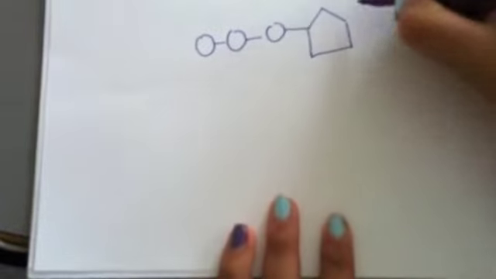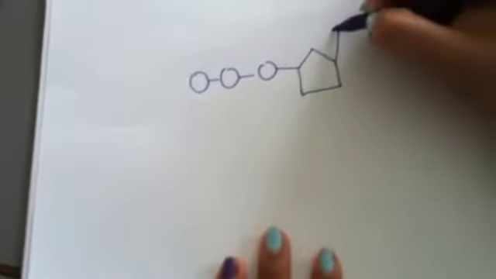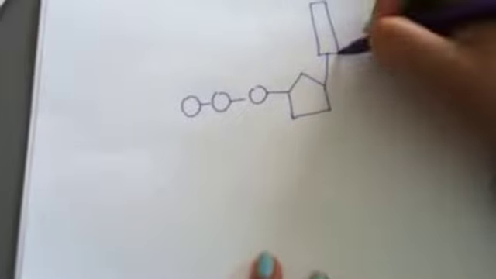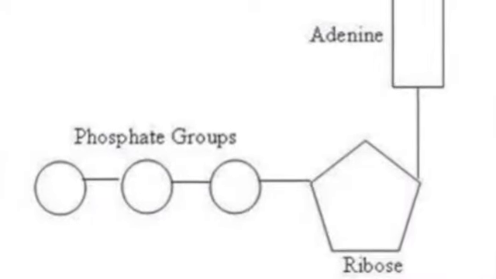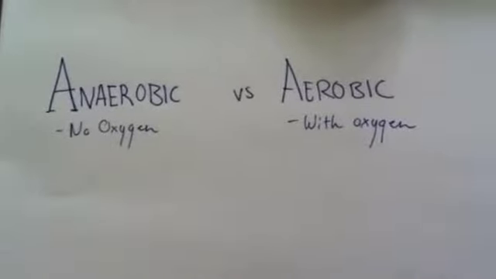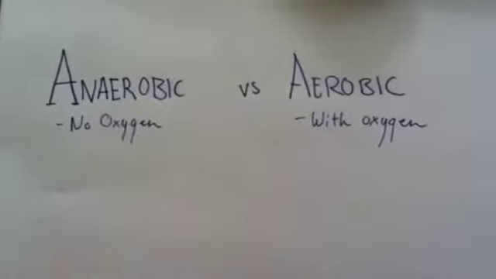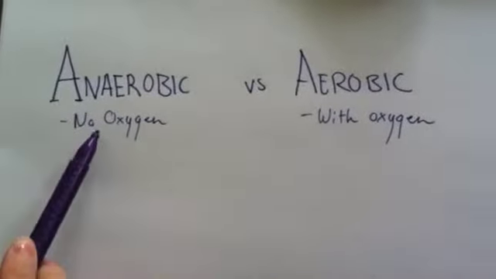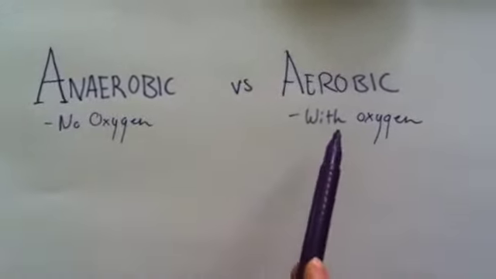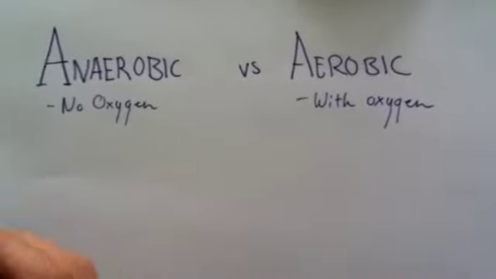Every cell produces its own ATP by a process called cell respiration. There are two kinds of respiration, anaerobic and aerobic. Anaerobic is without oxygen, and in aerobic there is oxygen involved.